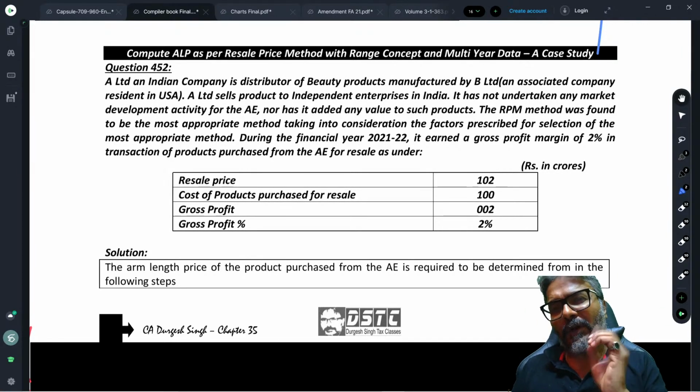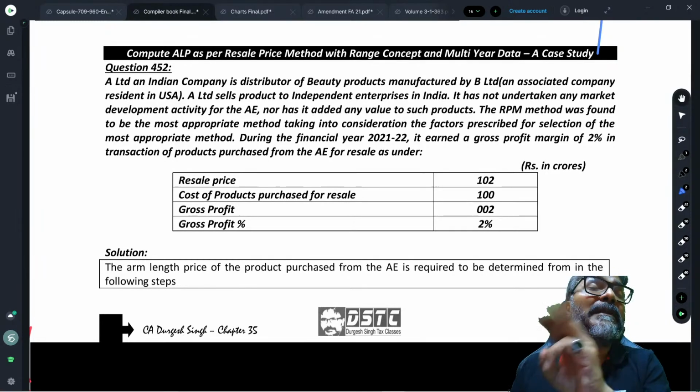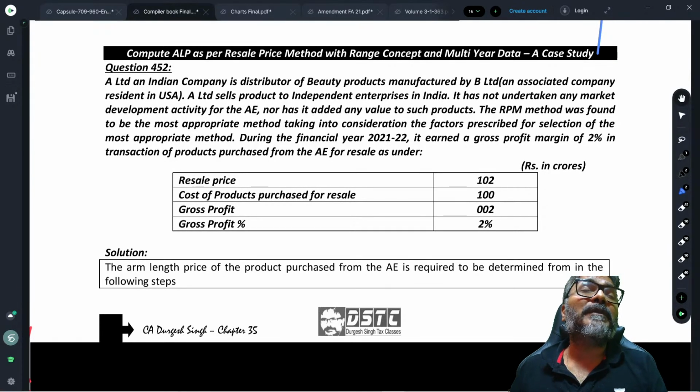But a thought I just need to put across to your mind is this: why is it that they are only considering multi-year data for the three methods? Which are the three methods? Cost plus method, resale price method, and transaction net margin method. Why is it that for these three methods they are using the weighted average concept? There is a reason for that.